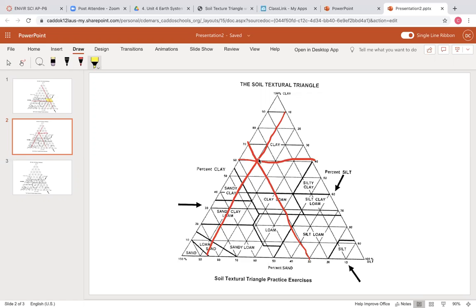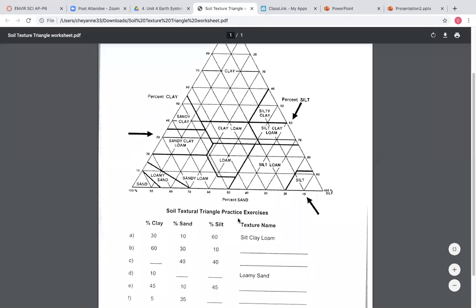So we look for our bold lines to find our box that we're in. So we find our bolded lines. So this whole area up here represents clay. So the soil texture of this second sample is going to be clay.